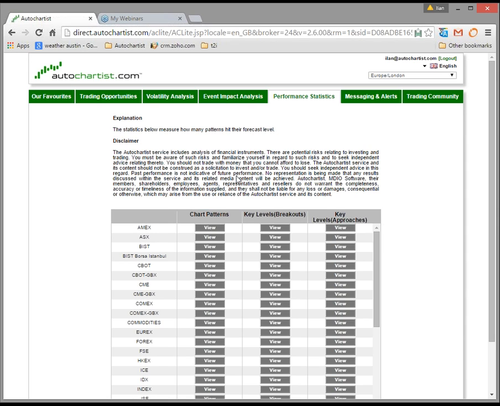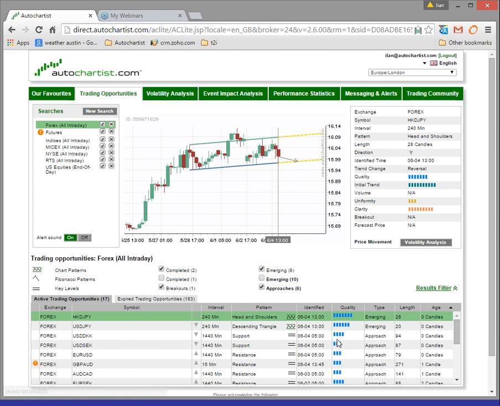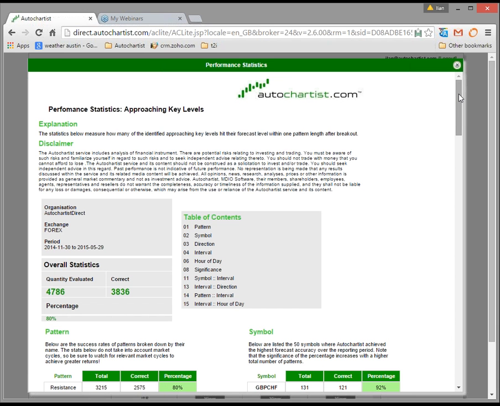These statistics are not an indication of whether you'll make money or not using our product. Remember, our product is simply identification of support and resistance in chart patterns. This is simply to give you an indication of which types of chart patterns, which instruments do well, and what time of day we identify patterns that do well. So it gives you an idea of what those statistics look like. So here's some examples. Let's say approaching key levels on the FX market.